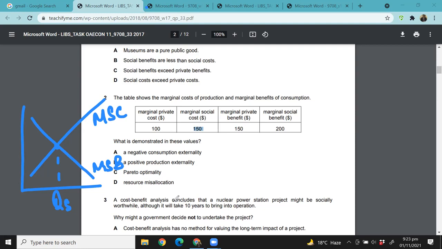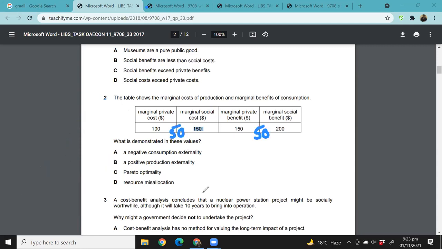Yes or no? Since social benefit is greater and social cost is less, it's resource misallocation. Right? That was a tricky one. Great. Let's move to the next question.